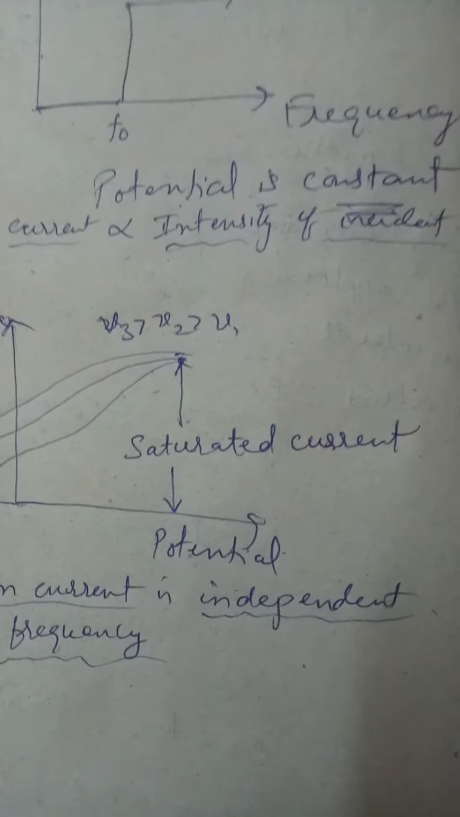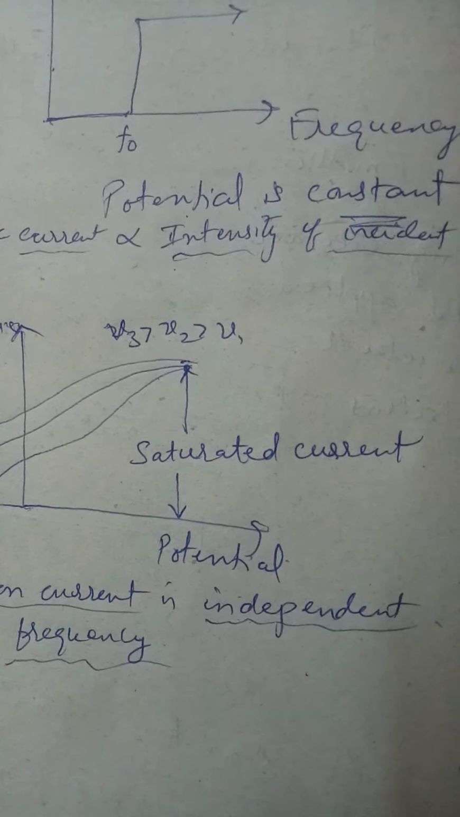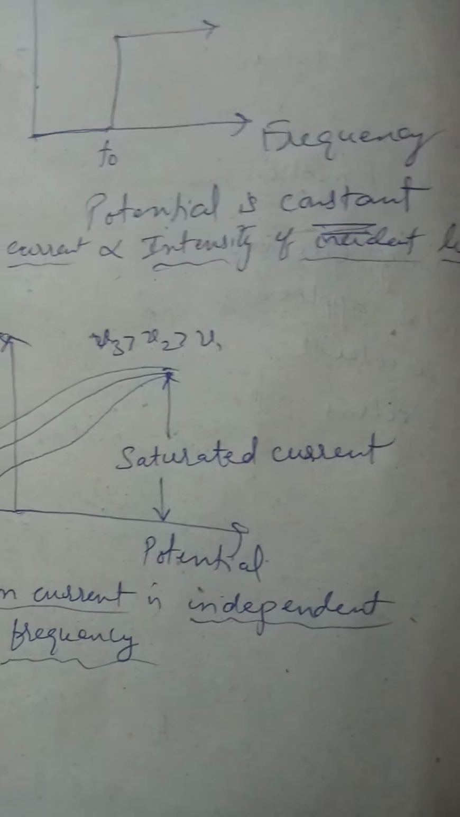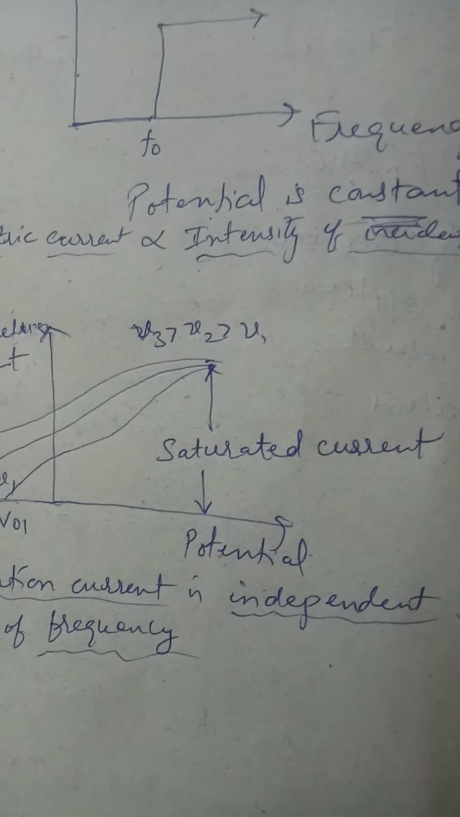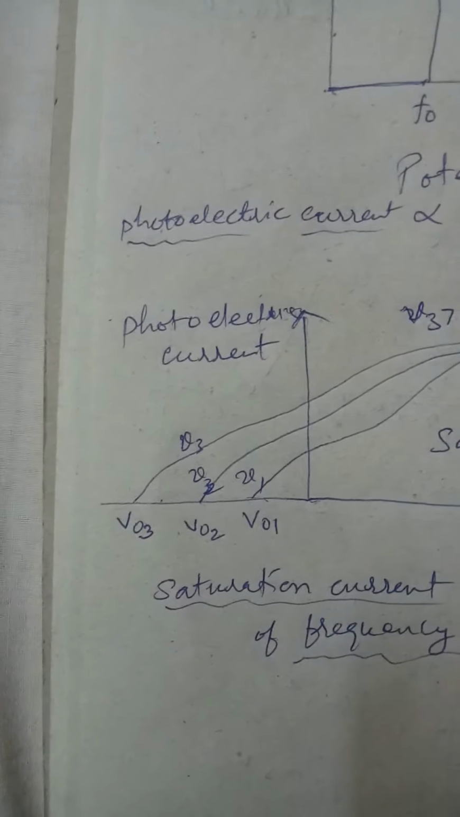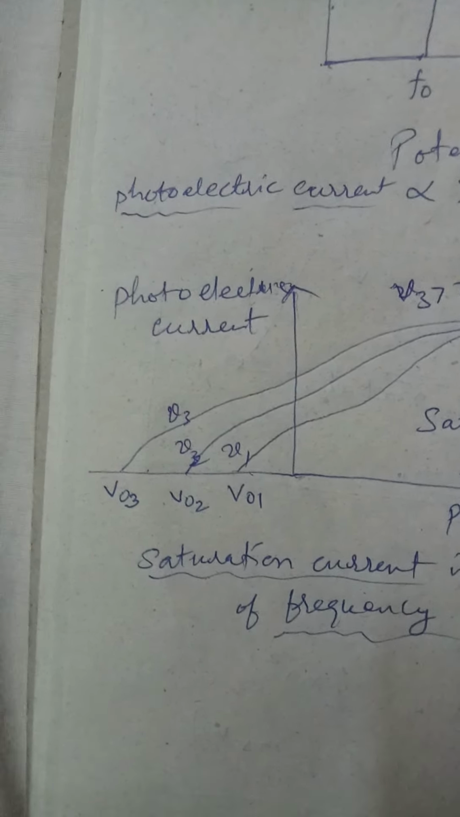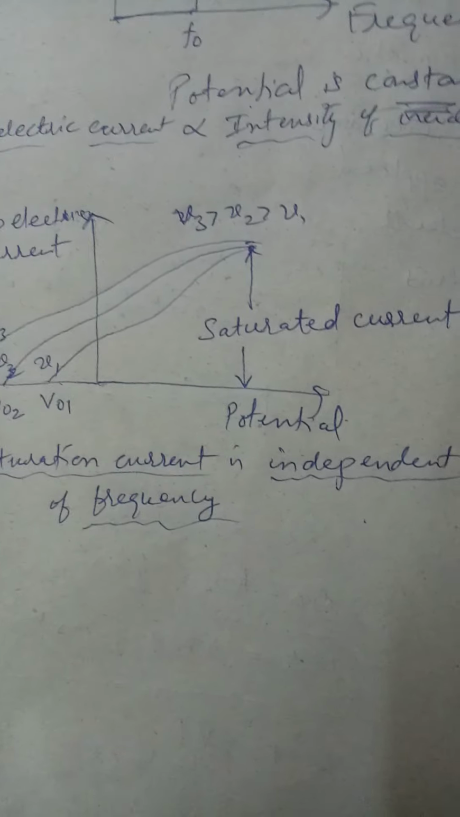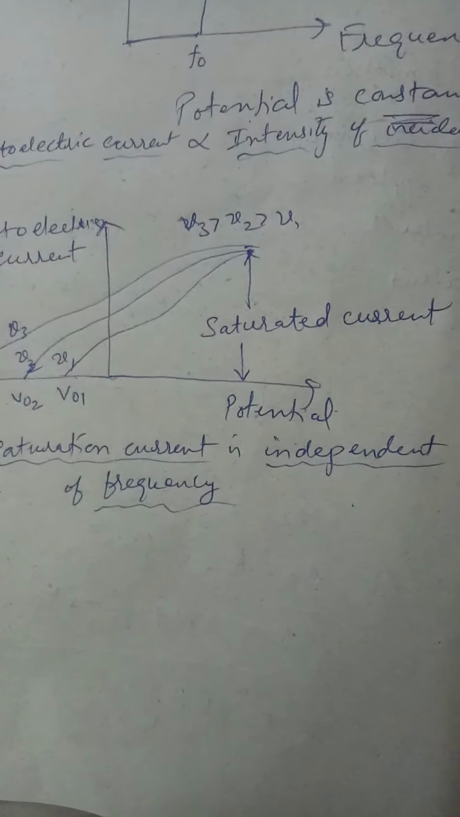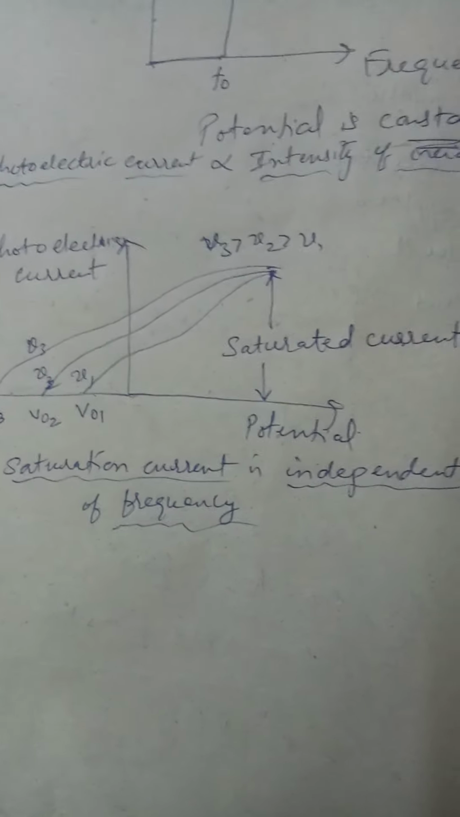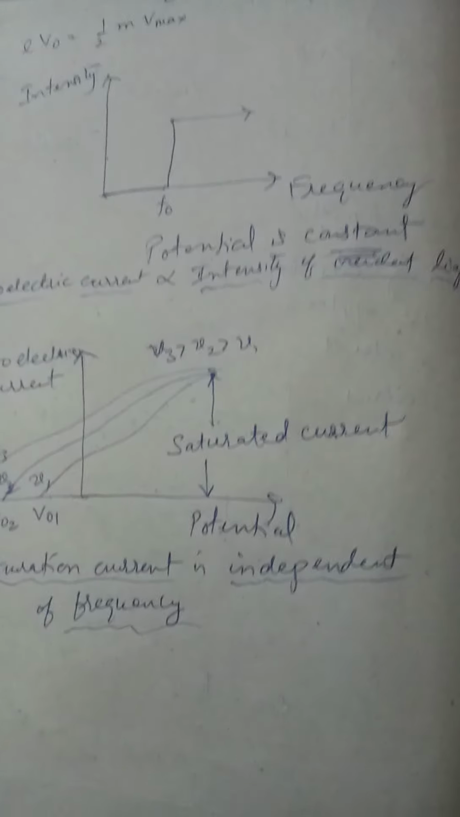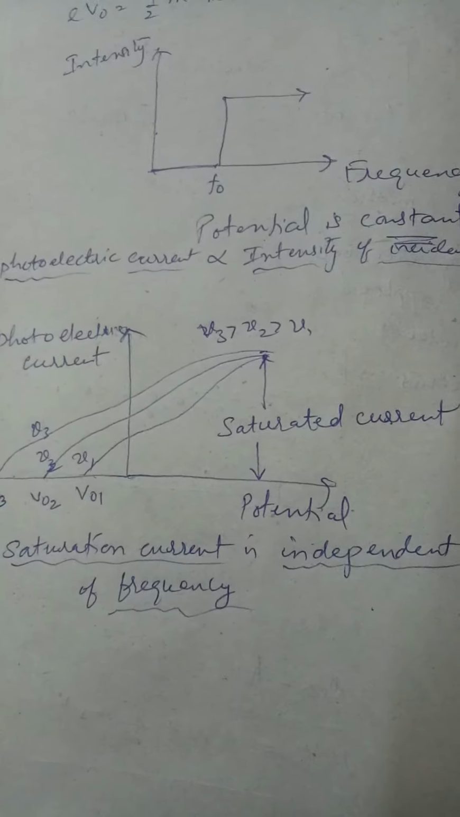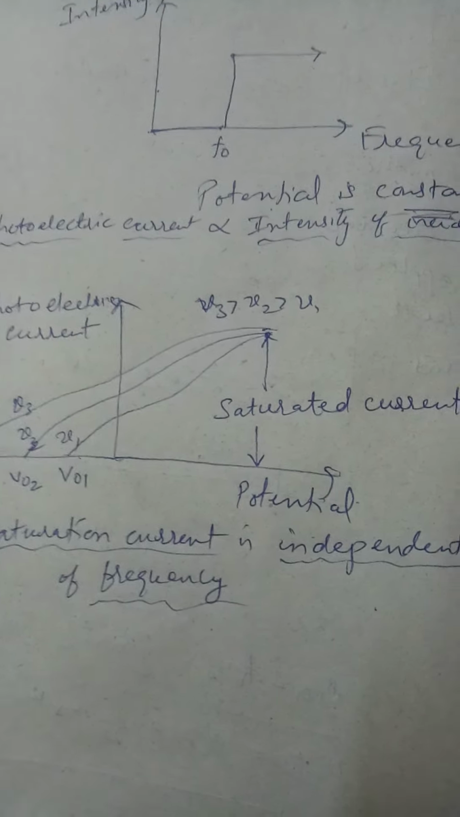So in this situation, all these three lights of different frequencies and wavelengths, they are giving same amount of saturated current. However, their individual stopping potential values are different. That is what this graph indicates. So you can note on this point that saturation current is independent of frequency. So three important points I have discussed. These are the three rules you should understand in photoelectric current.